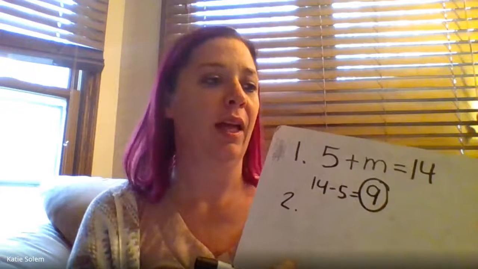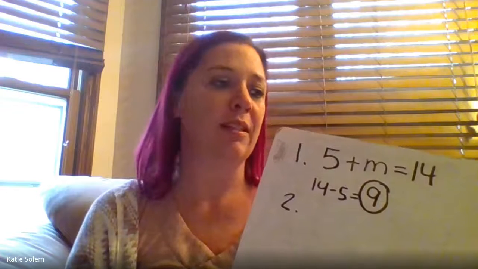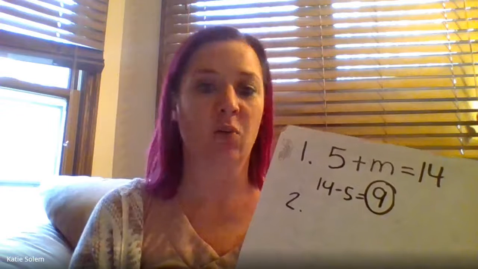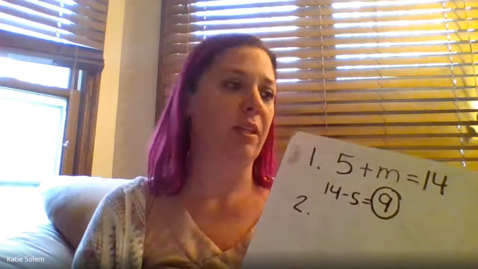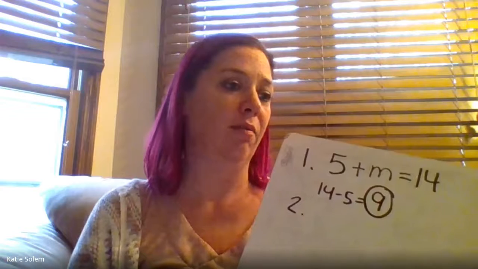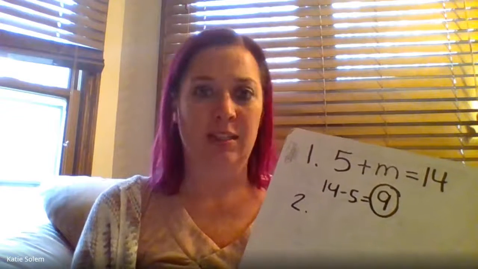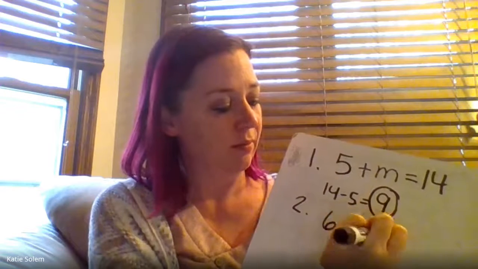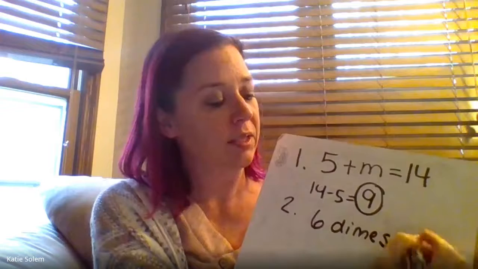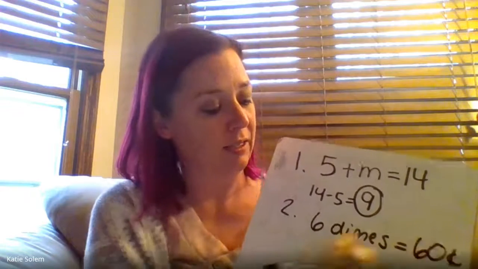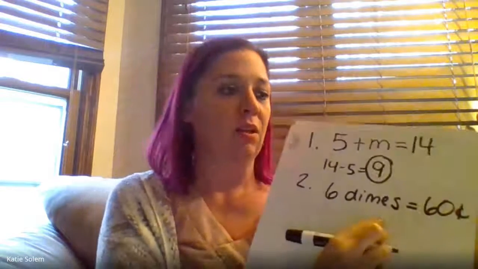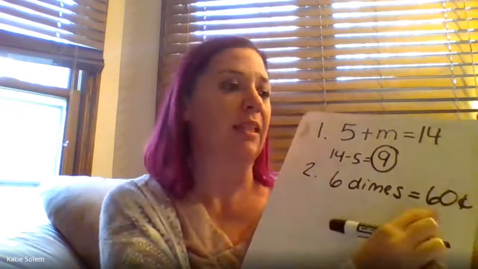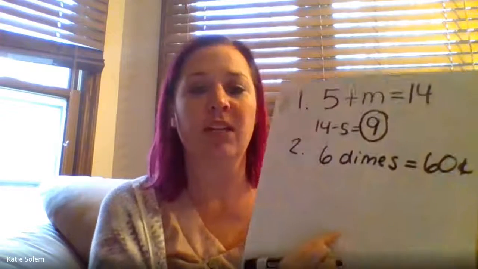Number 2, after spending 40 cents, Michael has 6 dimes. How much money did he start with? Well, this is a little bit tricky because first of all, we need to think of what are 6 dimes? What does that equal? Well, I know that 6 dimes equals 60 cents because dimes are 10 cents a piece. So after spending 40 cents, he has 60 cents left. How much did he start with?